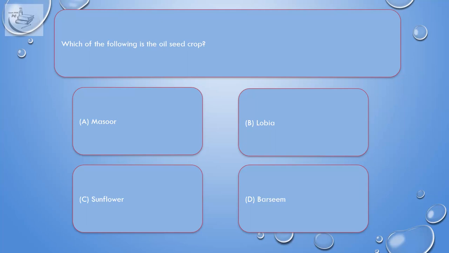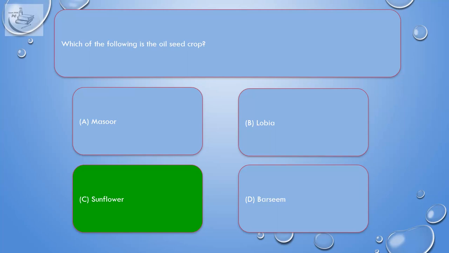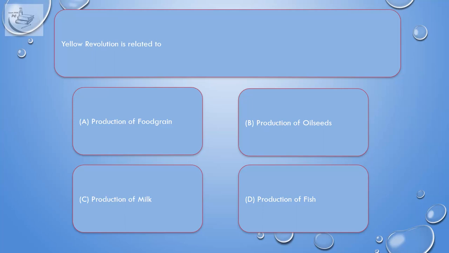Correct answer is D. Groundnut. Question: which of the following is the oil seed crop? A. Masoor. B. Lobia. C. Sunflower. D. Bajra. Correct answer is C. Sunflower. Question: yellow revolution is related to A. Production of food grain. B. Production of oil seeds. C. Production of milk. D. Production of fish.